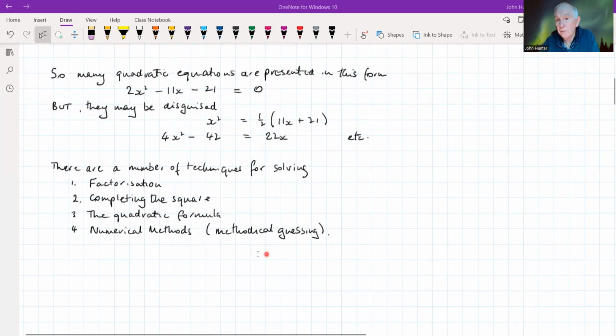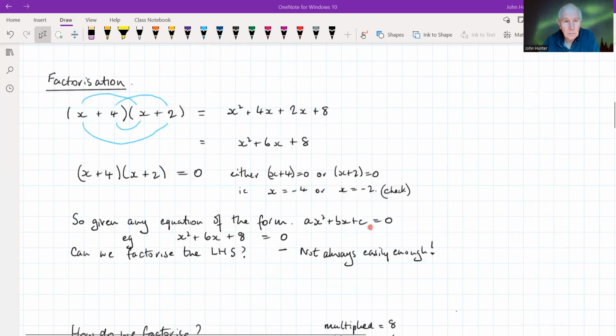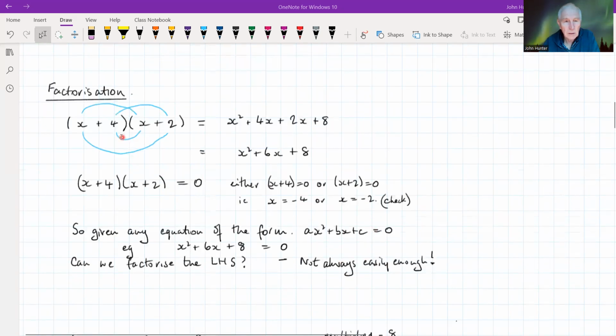Very often use a calculator for that as well. So, okay, let's have a look at this one. I've kind of done this one in reverse, really.